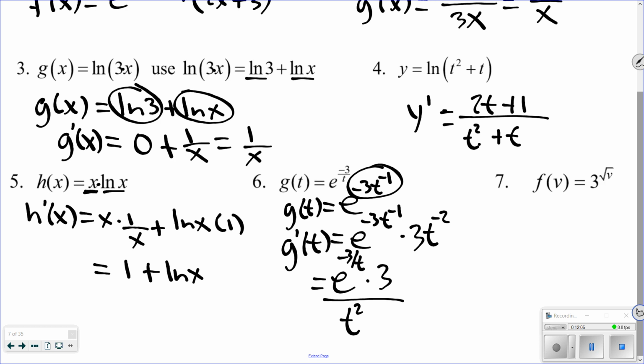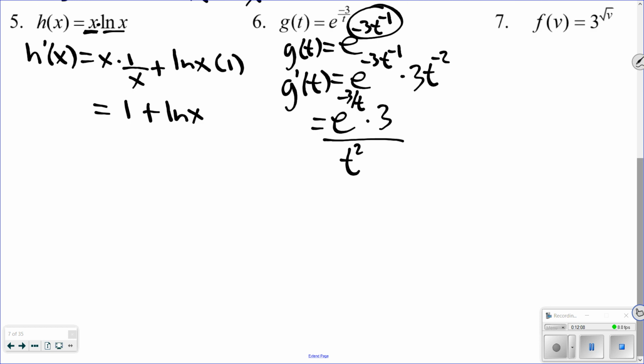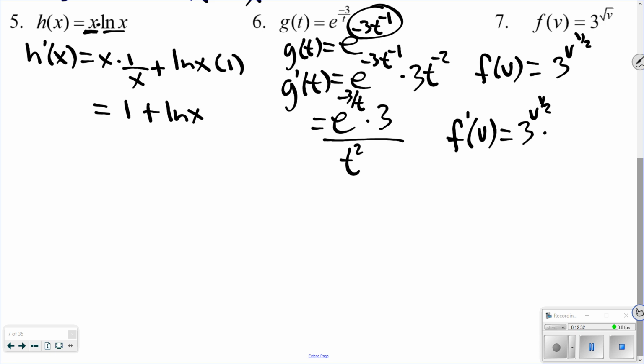Okay, let's look at number 7. So we have f of v equals 3 to the square root of v. So again, I know I'm going to have to take the derivative of that square root. So I'm going to rewrite that as being f of v equals 3 to the v to the 1/2. Okay, so I'm going to go f prime of v is equal to the 3 to the v to the 1/2 stays the same, times by the derivative of the power. So I'm going to drop the 1/2 down, 1/2 v to the negative 1/2, times by, this is a tricky part, make sure you recognize this is not a base e, this is a base 3. So whenever that happens, you've got to multiply by the ln of 3, by the ln of whatever your base is.